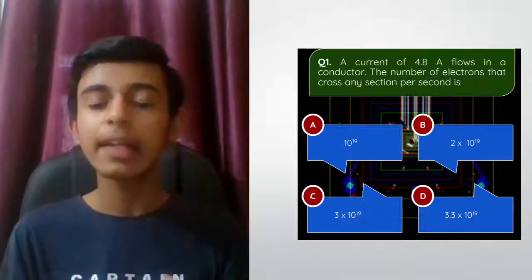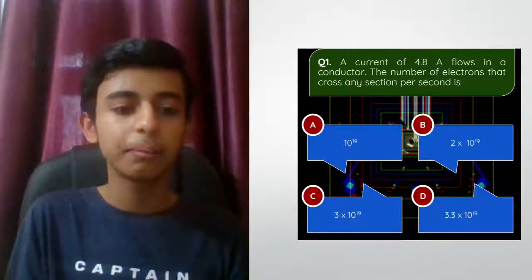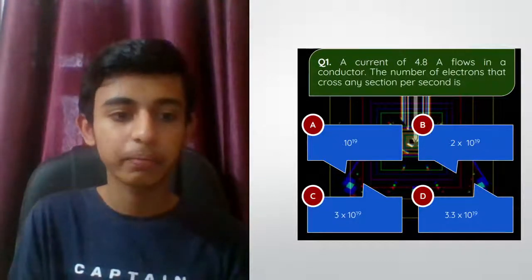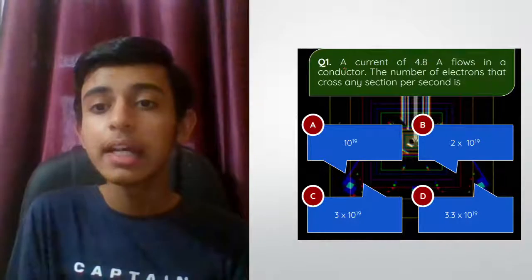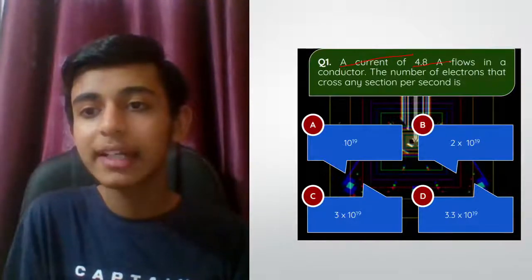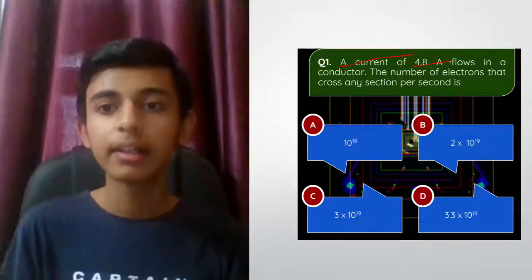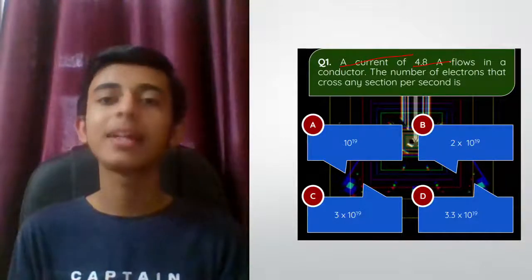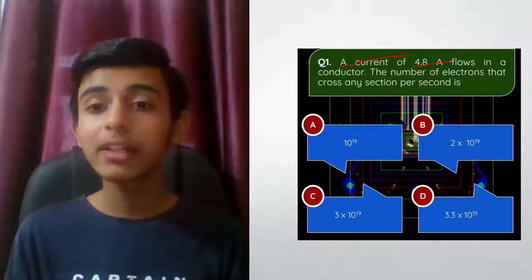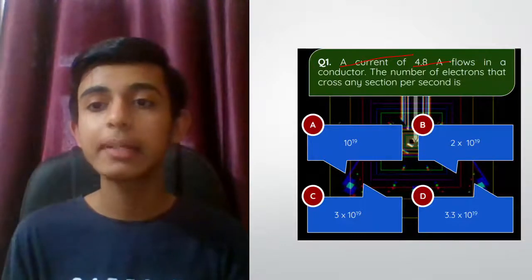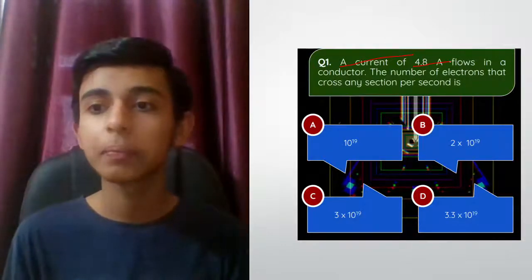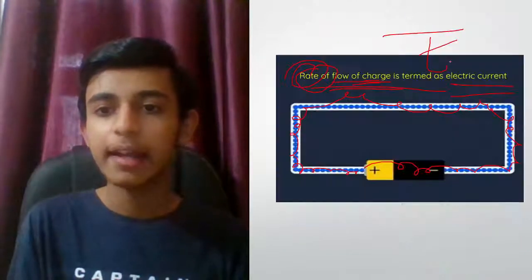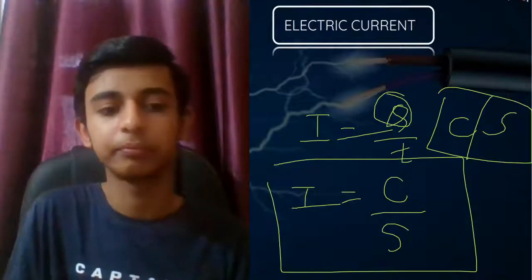Now a question. Let's try to solve this question. Please be with me till the end, everybody, so that you can understand the concept of electricity. See, a current of 4.8 ampere flows in a conductor, because we know that an insulator does not allow electric current to pass through it. So only a conductor will allow. The number of electrons that cross any section per second is what? Now, one thing I would like to tell you from here only, let me tell you over here.